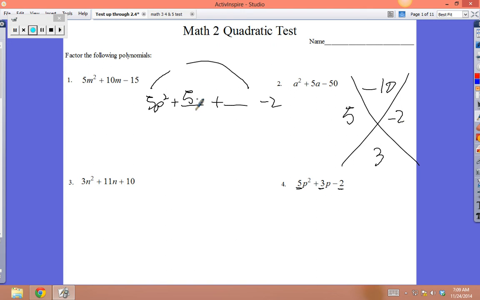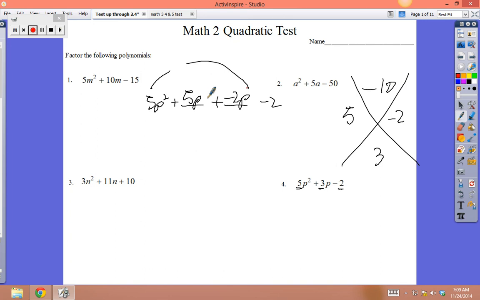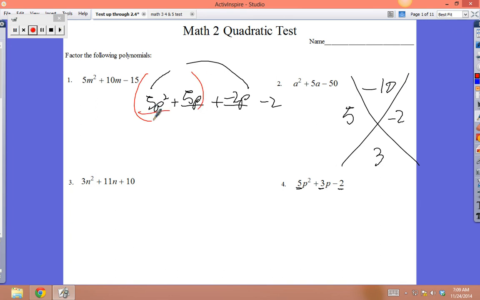So I'm going to go 5p minus 2p. And if I group the first two, I'm going to divide them both by 5p. So it's going to be 5p times p plus 1. The next group, since in my parentheses everything is positive, I'm going to divide these both by negative 2. If I divide by negative 2, negative 2p divided by negative 2, that's positive 1p. And a negative 2 divided by negative 2 is positive 1.